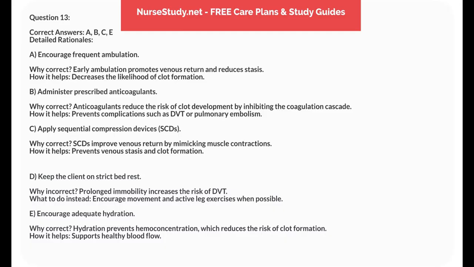D. Keep the client on strict bed rest. Why incorrect? Prolonged immobility increases the risk of DVT. What to do instead: encourage movement and active leg exercises when possible. E. Encourage adequate hydration. Why correct? Hydration prevents hemoconcentration, which reduces the risk of clot formation. How it helps: supports healthy blood flow.